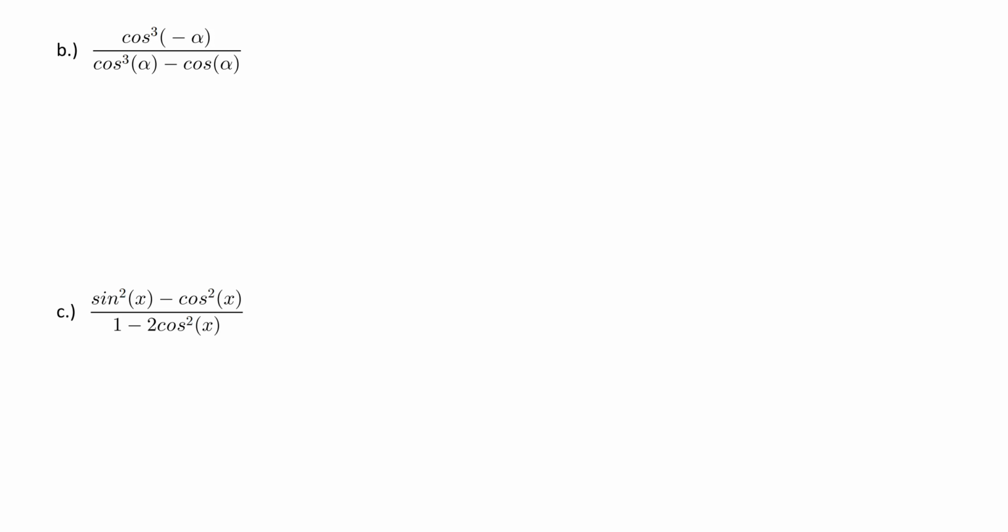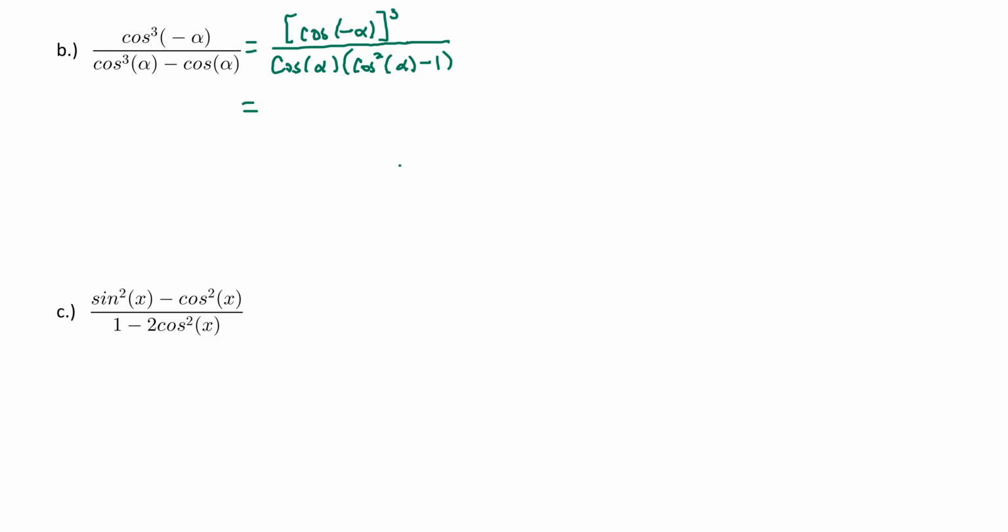Let's try example B. We have cosine cubed of negative alpha over cosine cubed of alpha minus cosine of alpha. Let's work in the numerator first. In the numerator, I'm going to rewrite this just to be very clear. We have cosine of negative alpha raised to the third power. In the denominator, we could see that there's a common factor of cosine of alpha, so we could factor it out of both terms, leaving behind cosine squared of alpha minus 1 as the second factor in the denominator.